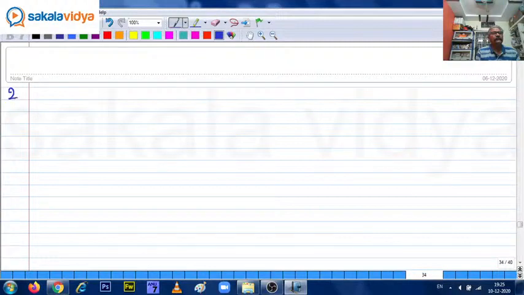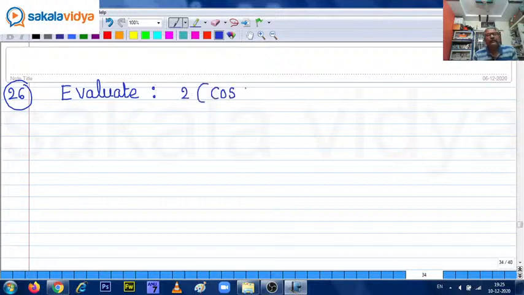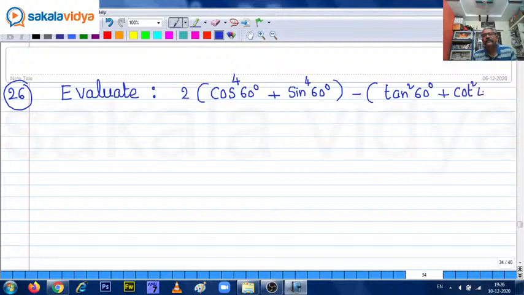26th problem. Evaluate. First, all of you note down the question: 2 times cos 60 degrees to the power of 4 plus sine 60 degrees to the power of 4, minus tan square 60 degrees plus cot square 45 degrees plus 3 secant square 30 degrees.